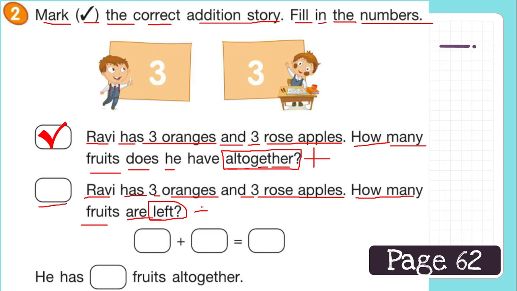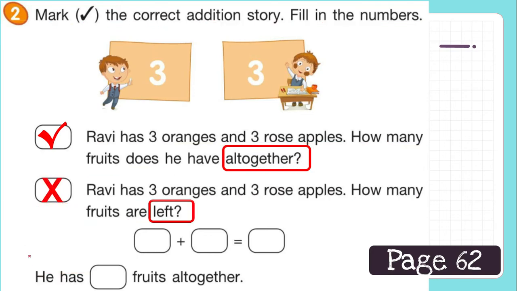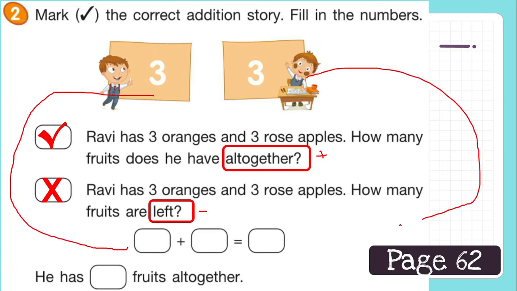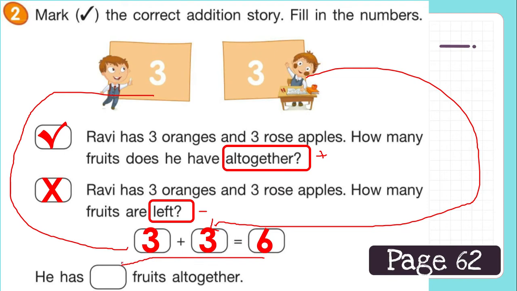So the story is wrong, okay, because of the word left. Altogether is for addition and left is for minus. So we're going to write this one here in the first box and this one here in the second box. So 3 plus 3 equals 6. So we're going to write this one here. So he has 6 fruits altogether.